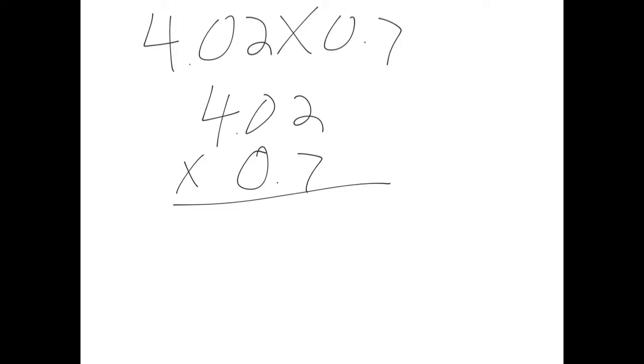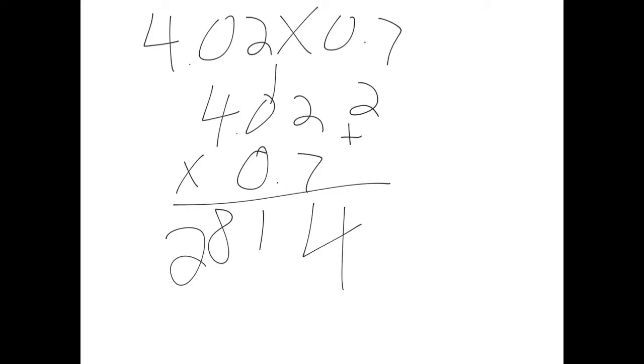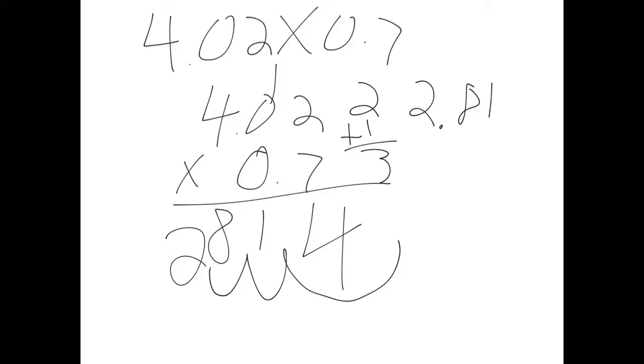Okay, 7 times 2 is 14. You carry the 1. 7 times 0 is 0 plus 1 is 1. 7 times 4 is 28. And then there's 2 decimals. So 2 is 1 decimal place, and then 1 equals 3. So you'll have 1, 2, 3, and 2, 1, 4. 2.8 and 4 is your answer.